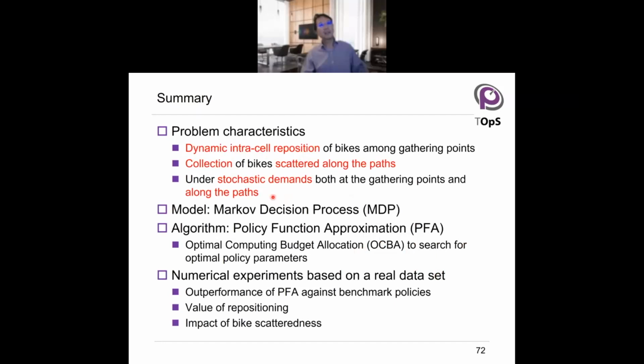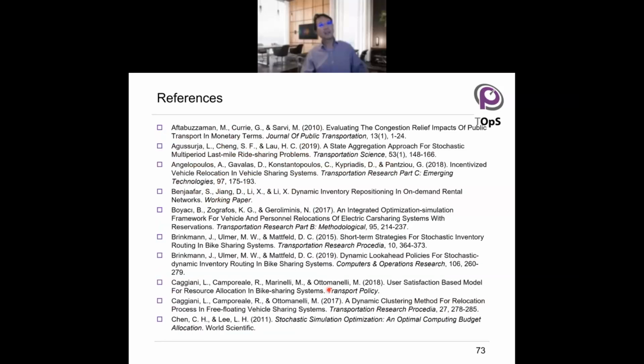Okay, just to summarize our work. We study this dynamic intra-cell repositioning of bikes among the gathering points. At the same time, we consider the collection of bikes scattered along the arcs. And we consider stochastic demand both at the gathering points and also along the path. We model this as a Markov decision process, using the policy function approximation and using optimal computing budget allocation to train the parameters. Using real data, we show that the PFA outperforms the benchmark policies. We also show the value of repositioning, the behavior of repositioning, and the impact of bike scatteredness.